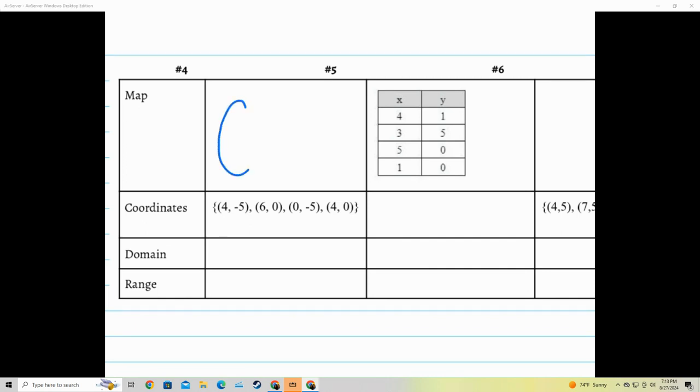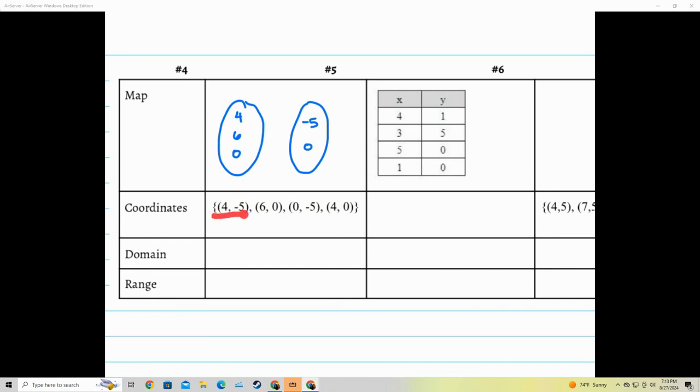I'm going to go ahead and draw a circle here, draw a circle here. Let's see, as far as my inputs, I have the numbers 4, 6, 0, and I have the 4 again. I'm not going to write it twice. 4, 6, and 0. As far as the outputs, I got -5, 0. I got -5 again, and I got 0 again. So really, the only outputs I have are -5 and 0.